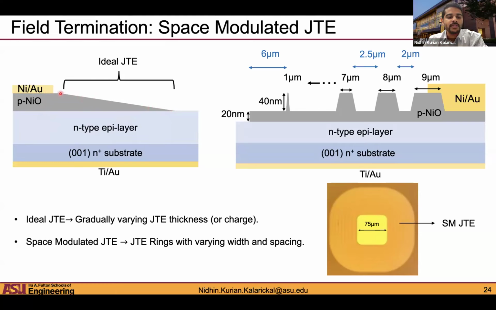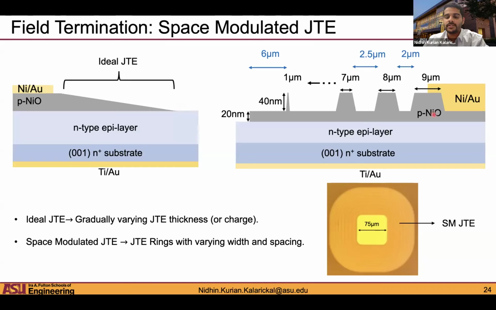And what this does is allow you to gradually reduce the depletion region from the edge of the device to the edge of the JTE. And that generally gives you the best junction termination efficiency. Now, I don't want to say that this is not achievable, but it's a bit difficult to achieve this kind of a tapered profile over a long distance.